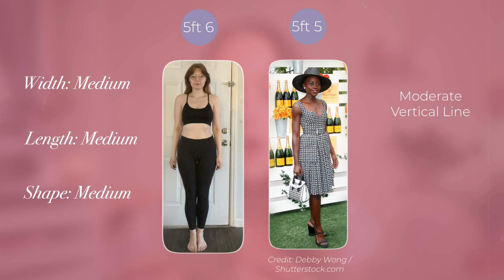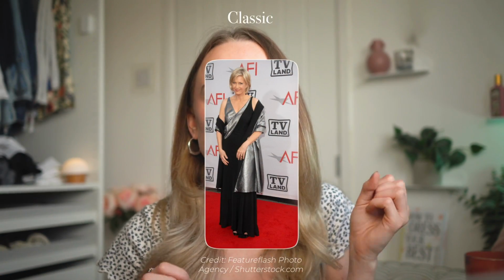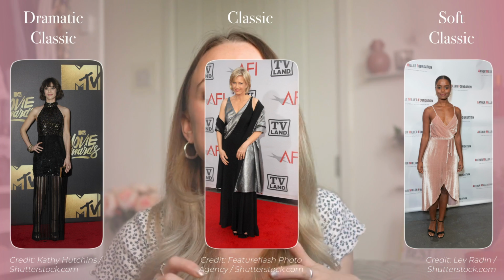And also their shapes, it's hard to define them as curvy and soft and rounded, but you also couldn't particularly describe them as sharp and angular and straight. They're somewhere in the middle. This type would be your true classic. You can't decide if they're a dramatic classic or a soft classic. But I would also say you might see some other types in here. You might see some soft naturals in here. I would say you could see some flamboyant naturals in here, but typically you're going to see classics in this category.